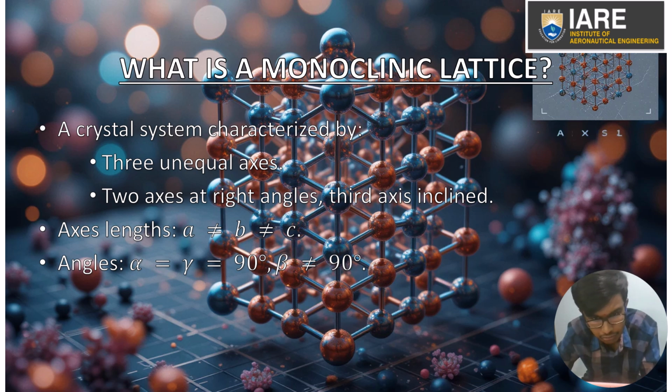And for the angles, we consider alpha, beta, and gamma as the 3 main angles in this lattice. The angles alpha and gamma are equal to each other. That is, alpha is equal to gamma is equal to 90 degrees, but beta is not at all equal to 90 degrees. It can be 100 degrees, it can be 70 degrees, whatever we consider. Hence, this is the concept of monoclinic lattice.